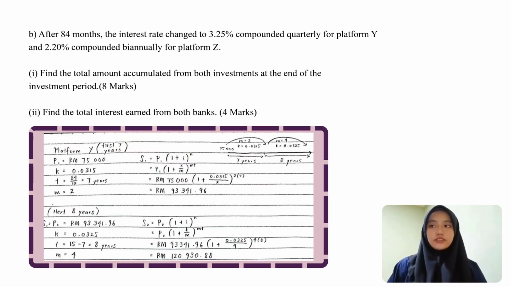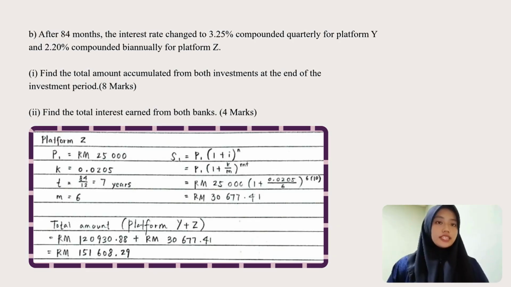Next is the new S for the next 8 years. We have P equals to 93,341 ringgit and 96 cents, and K equals to 0.0325, and T equals to 15 minus 7, which means it is 8 years, and M equals to 4. We are going to use the same formula, and then substitute all the information into the formula. And the final answer after 8 years is 120,930 ringgit and 88 cents.